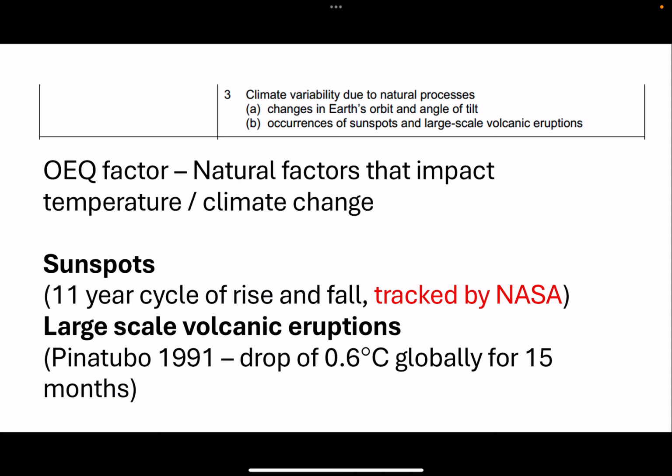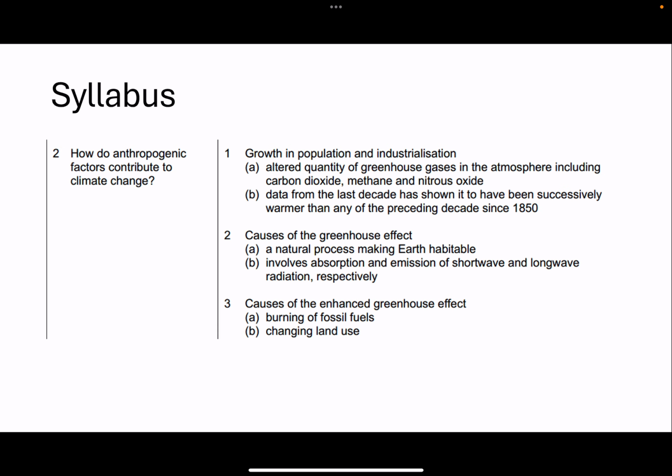Similarly, if you're going to talk about large-scale volcanic eruptions, the 91 Pinatubo one is a very good one to remember, right? It drops about 0.6 degrees for 15 months. So I think this was quite significant in terms of an impact that is naturally occurring that led to a change in temperature.